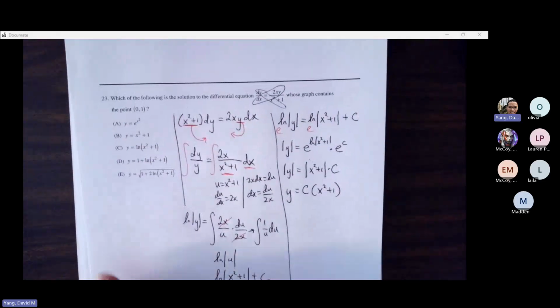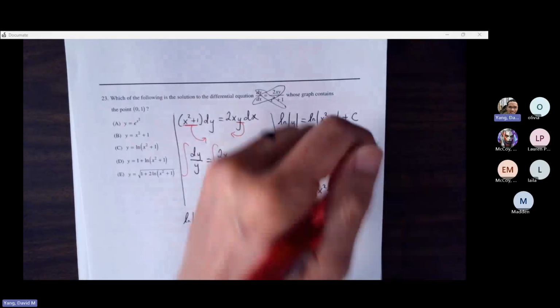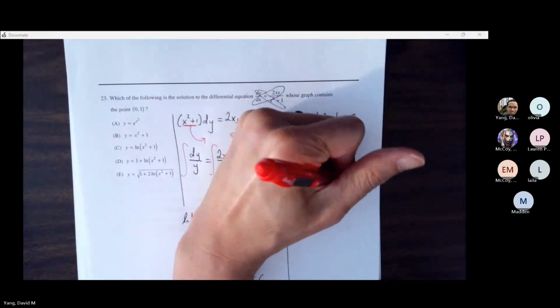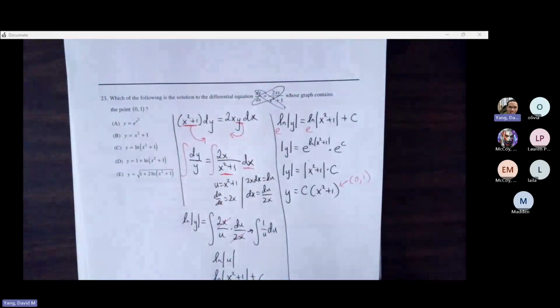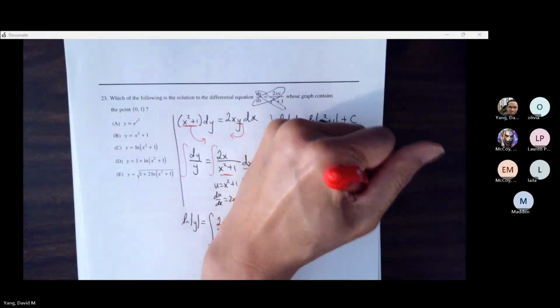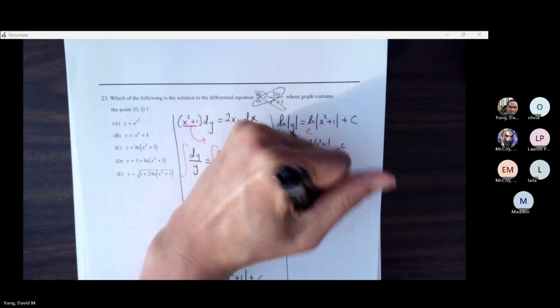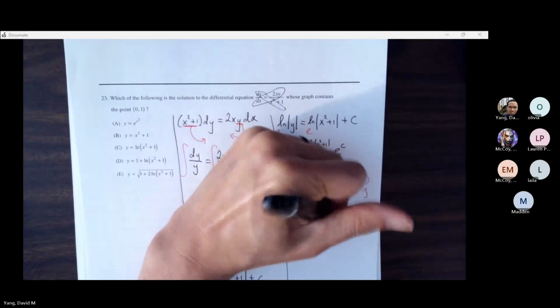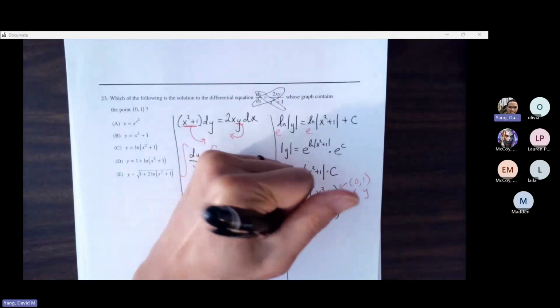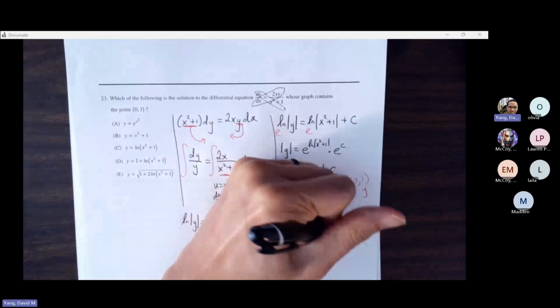Now let's figure out what that c value is. Ordered pair 0, 1. 0 in for x, 1 in for y. One is equal to c times 1, c is equal to 1.